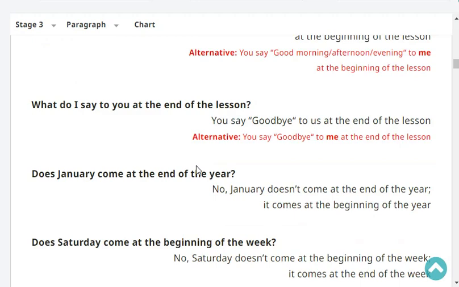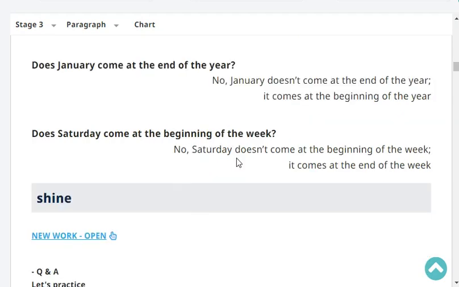Very good. What do I say to you at the end of the lesson? You say goodbye to me at the end of the lesson. Very good. Does January come at the end of the year? No, January doesn't come at the end of the year. It comes at the beginning of the year.